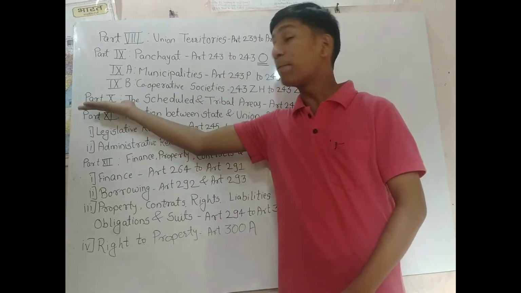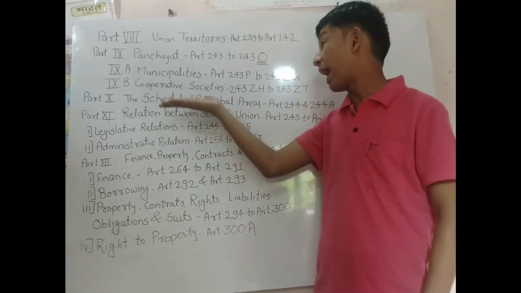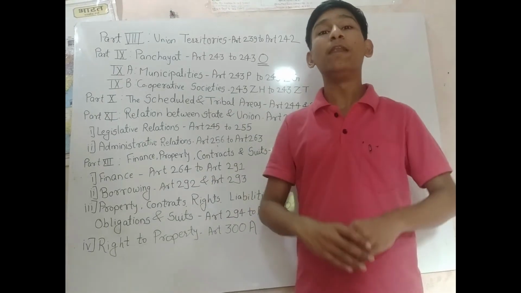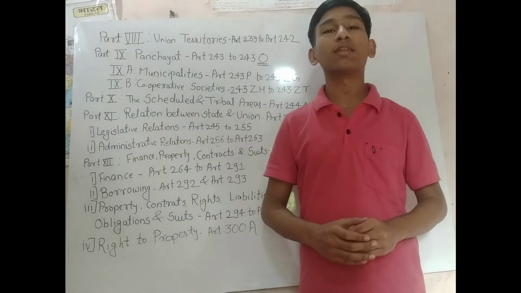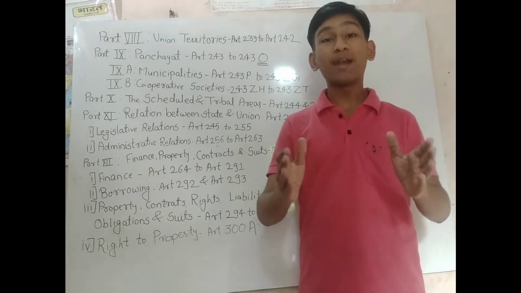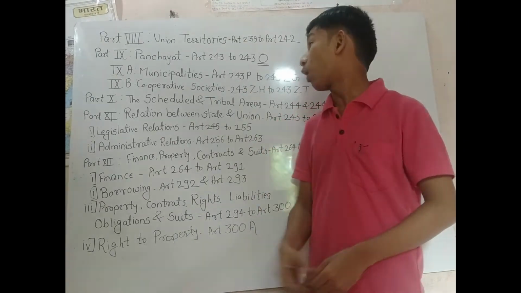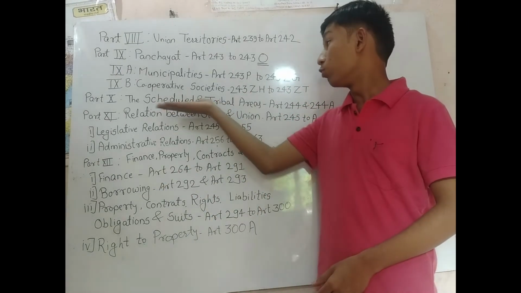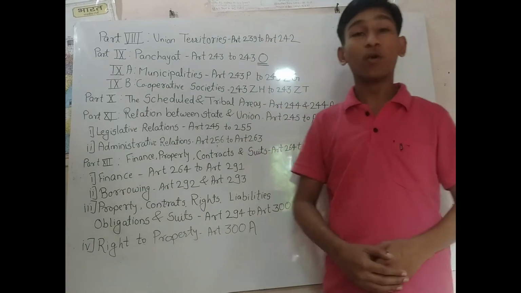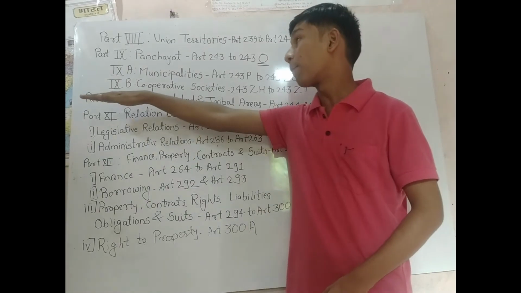Next, it is the part 10th of the Indian Constitution, which is nothing but the scheduled and tribal areas. Which areas should be declared as the tribal areas? What is the criteria for them? What should be done for their conservation? And what type of projects should be dealt with for the conservation of the scheduled and tribal areas? Everything is given in Article 244 and Article 244A of the Indian Constitution in our part 10.